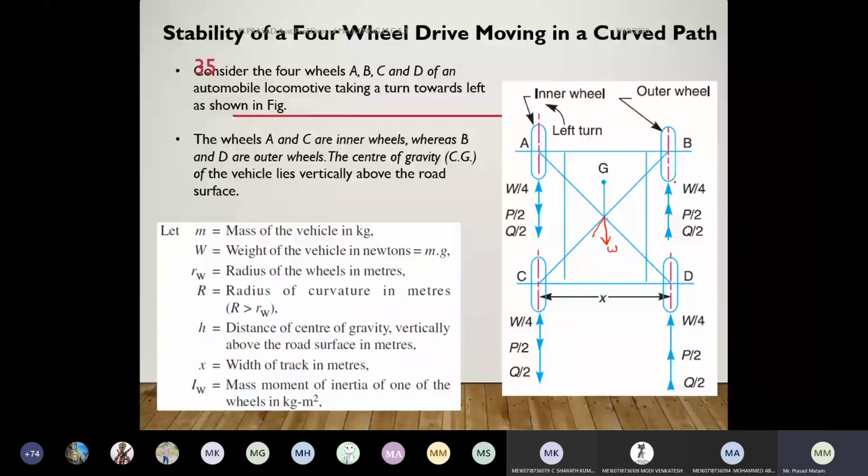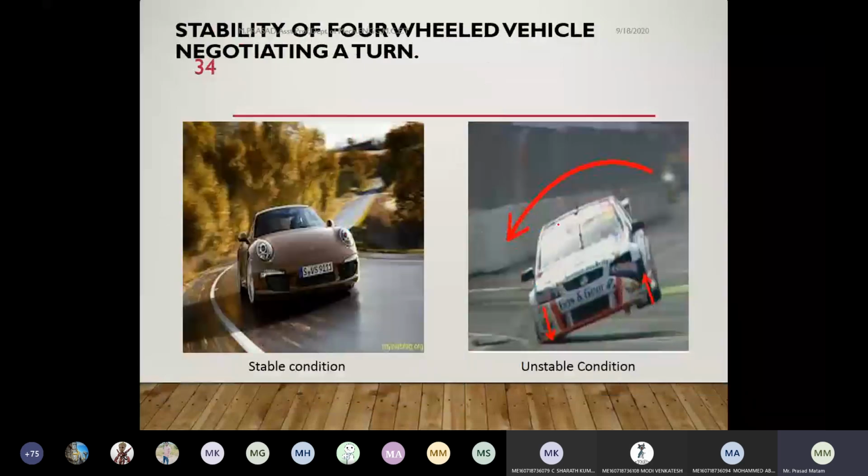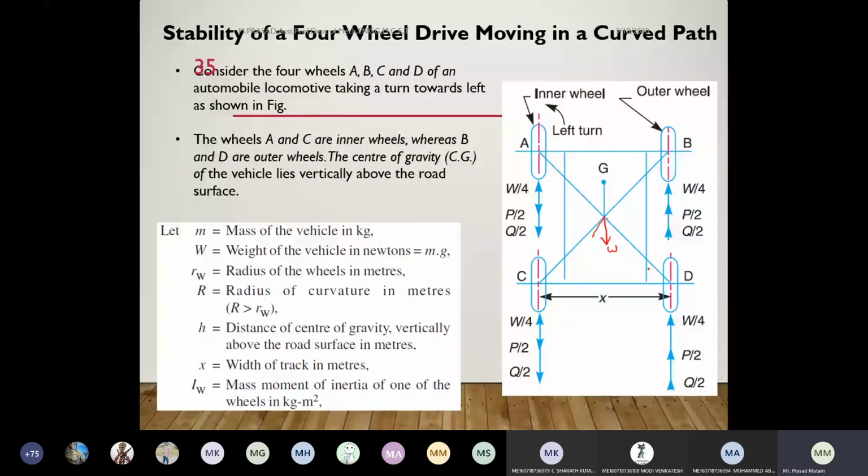So while taking a left turn, what will happen to the inner wheel and what will happen to the outer wheel, we will see. You can see here what is happening to the inner wheel. The inner wheel is pressing downwards. The outer wheel is lifting upwards.